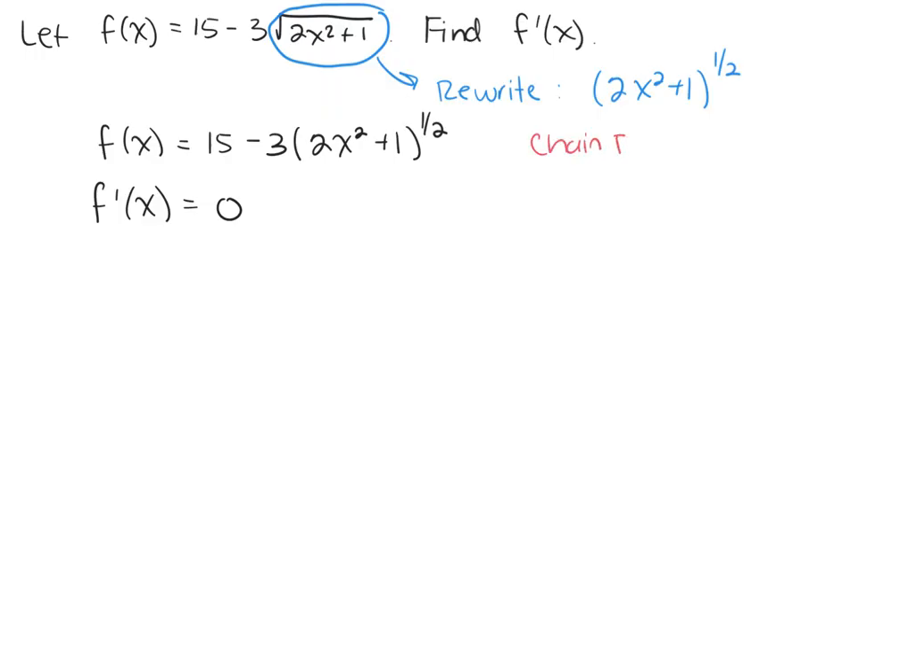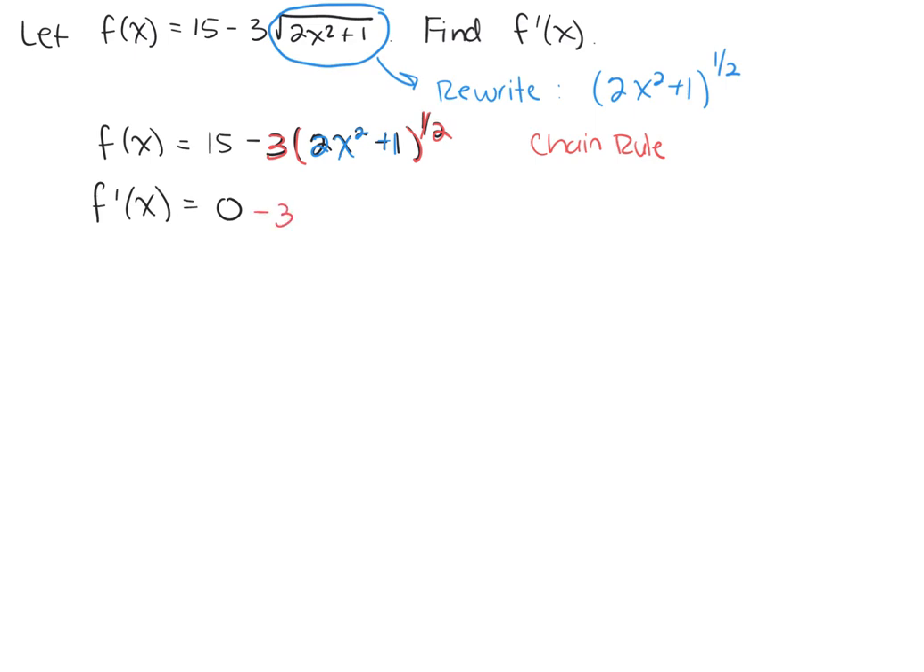So if you recall, the chain rule is what we use when we have a composite function. So what I'm shading in red here is the outside function. So we have to take the derivative of the outside part. And then after we do that, we're going to then take the derivative of the inside part of the function. Okay, so let's go ahead and take the derivative of the outside using the power rule.